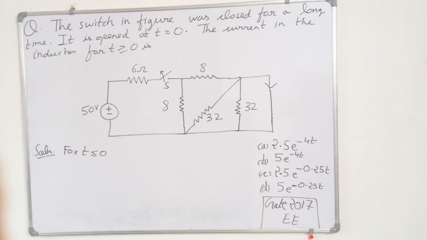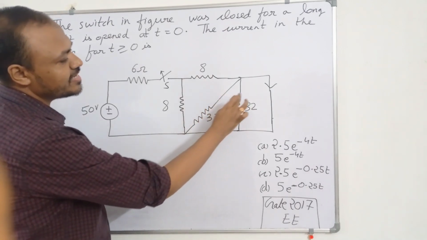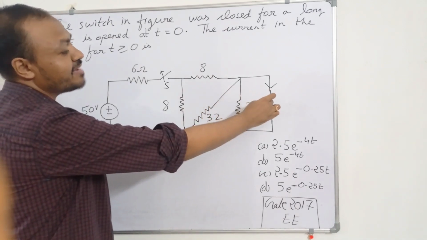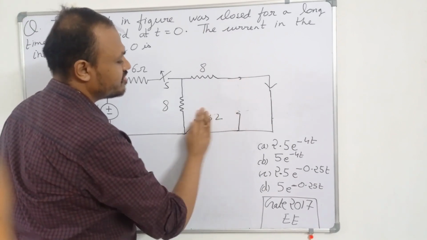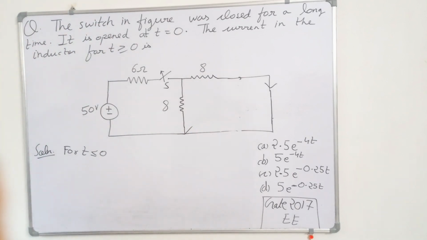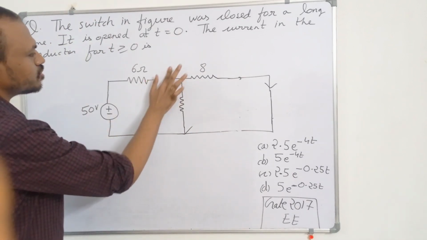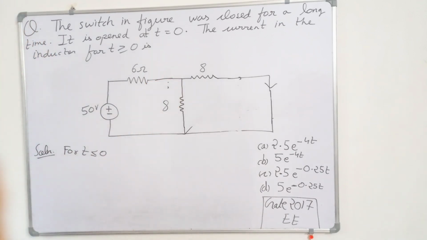So these 32 ohm resistances are in parallel with this short, so they are of no use and we can remove them. Now this is the circuit, and obviously this switch was closed. This is the circuit at t less than or equal to 0.